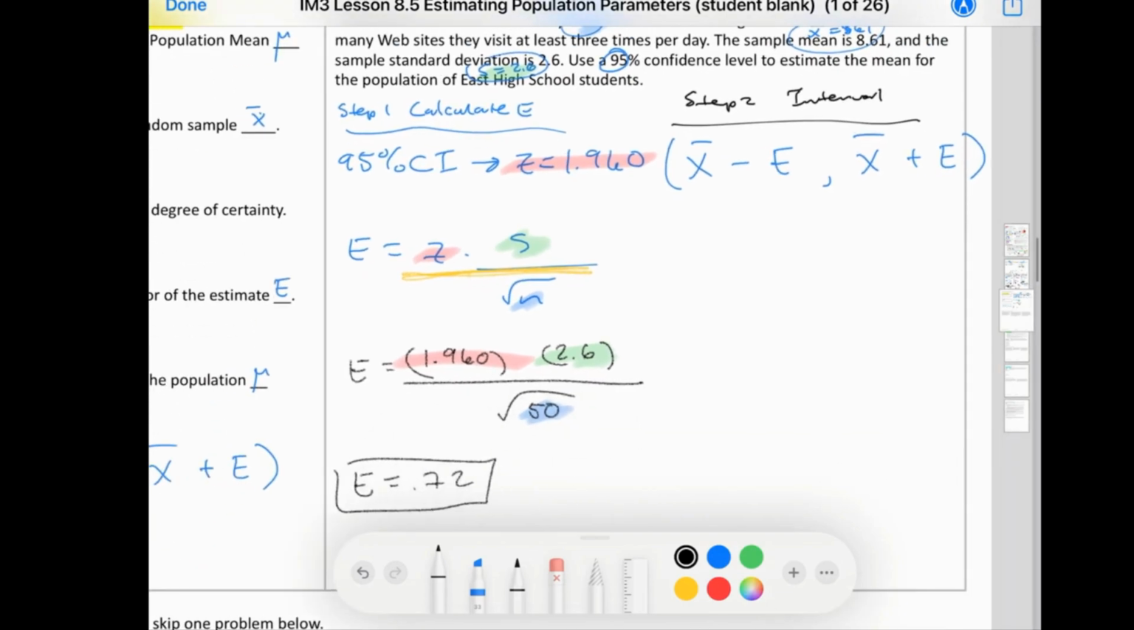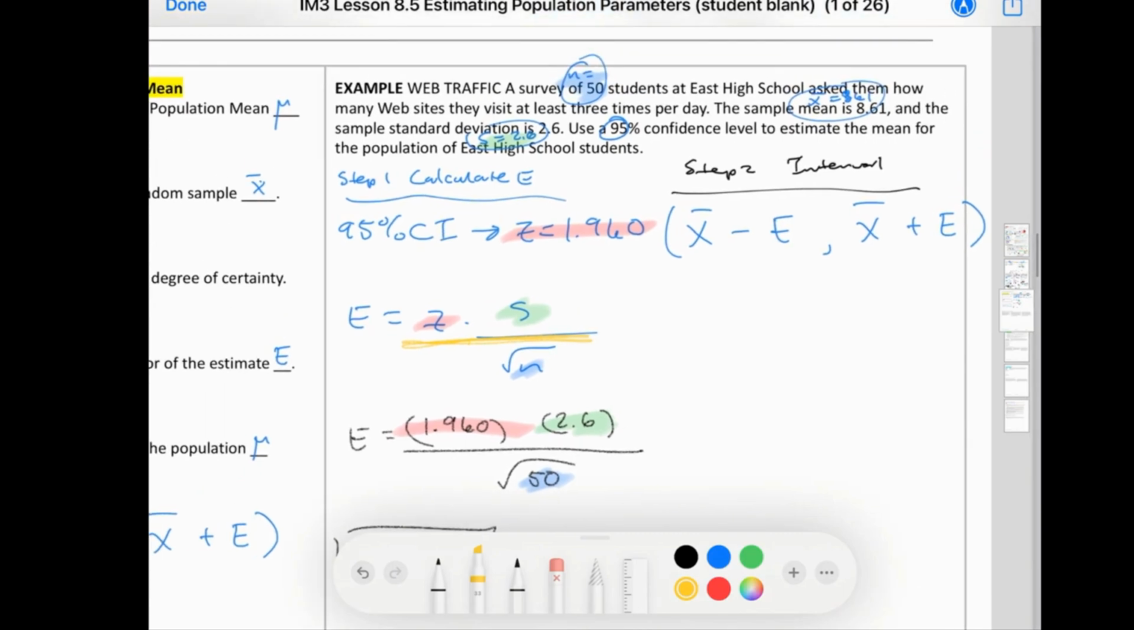Okay, so x bar, here's a good thing. x bar is right there. It's the same number. We're gonna do it twice.